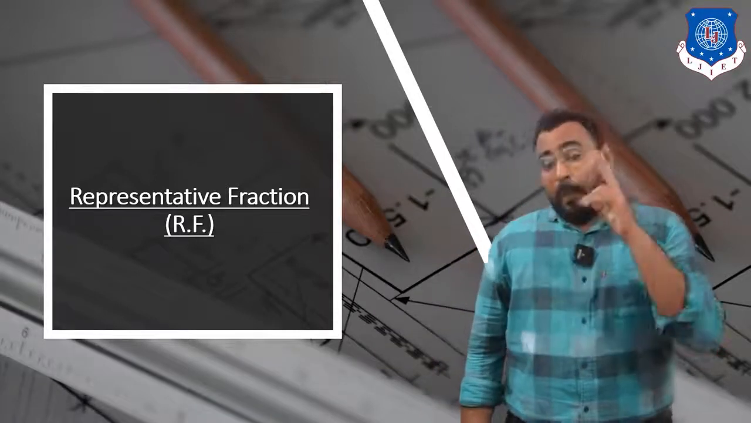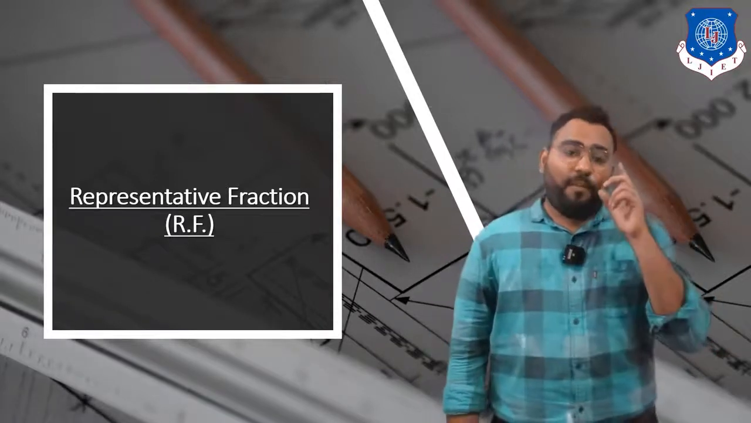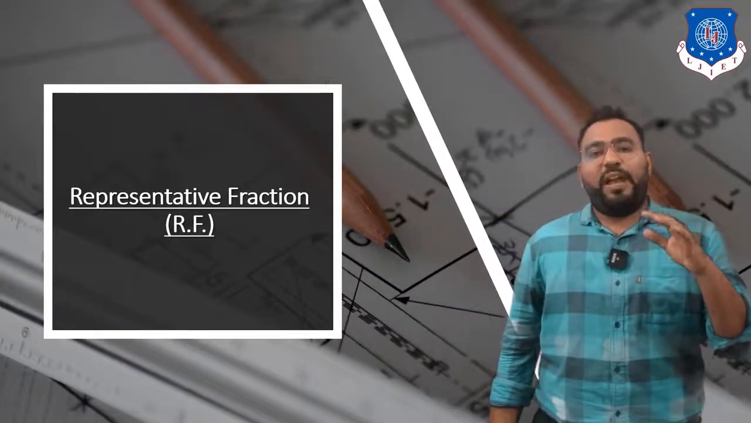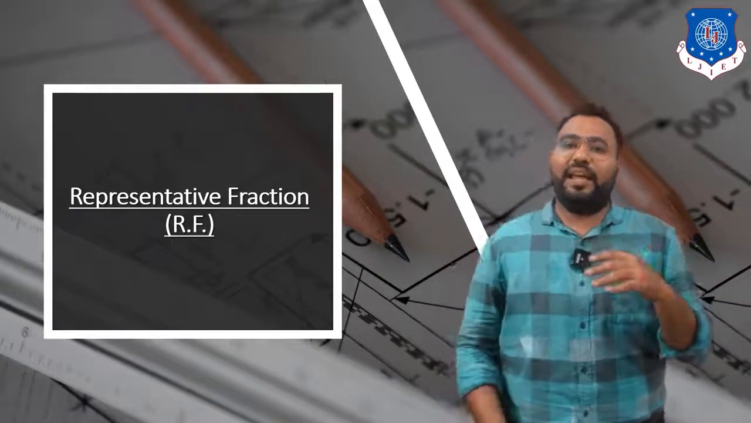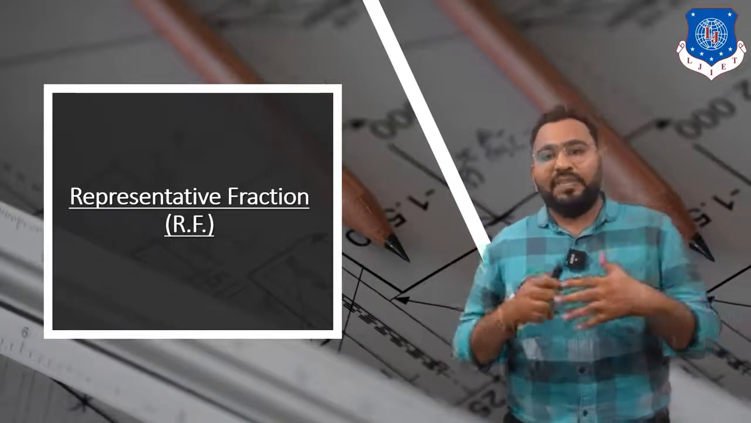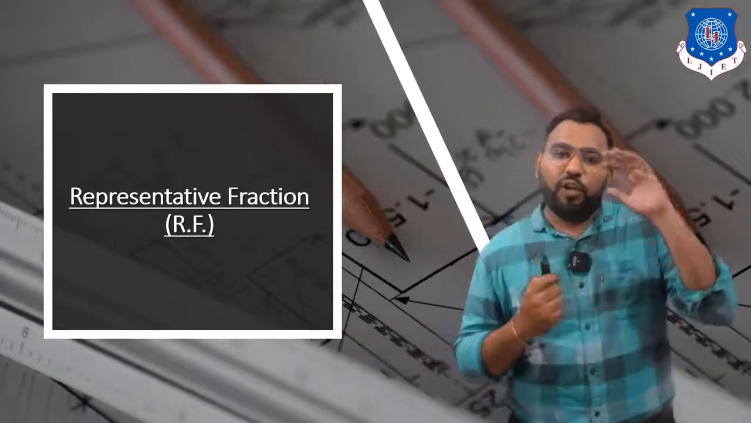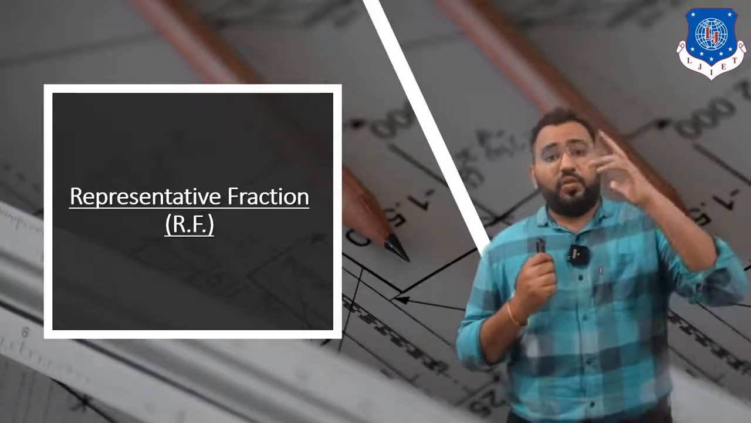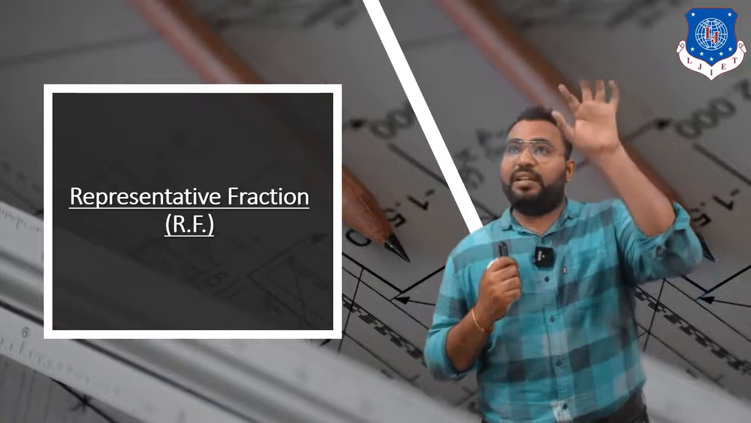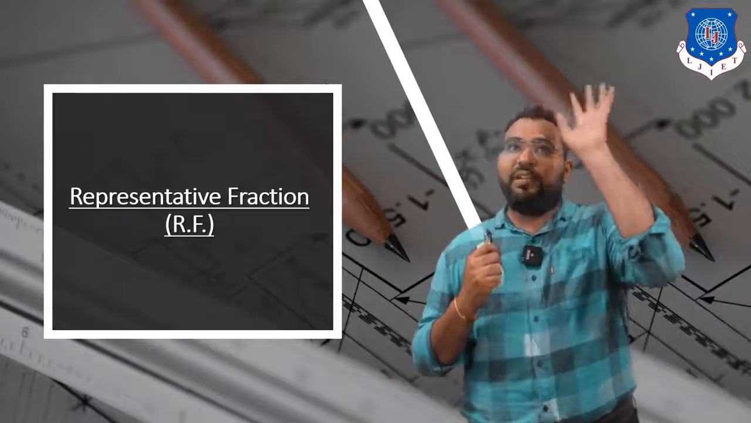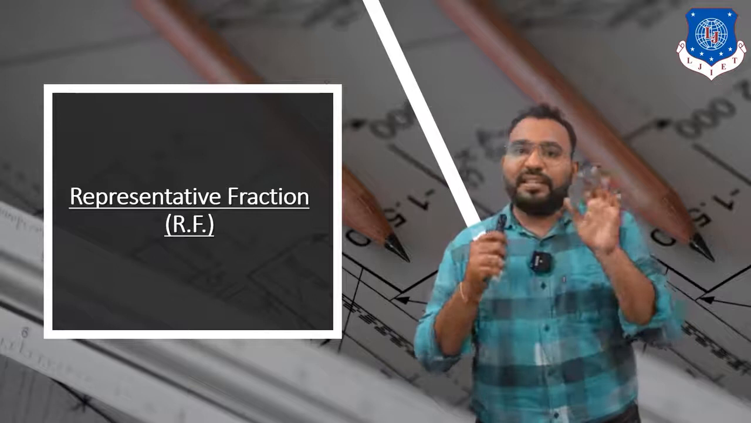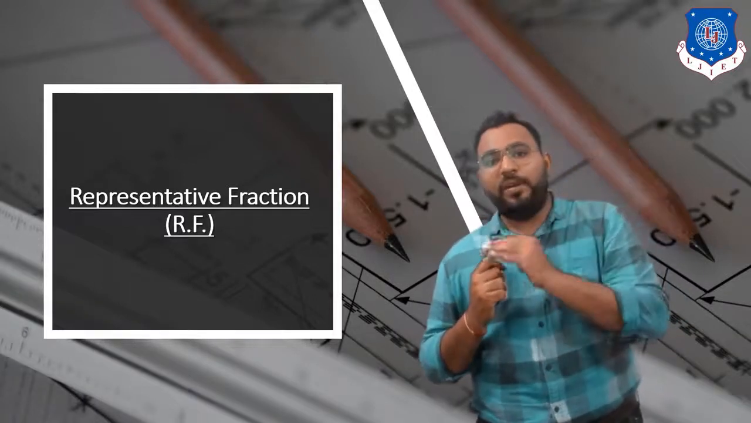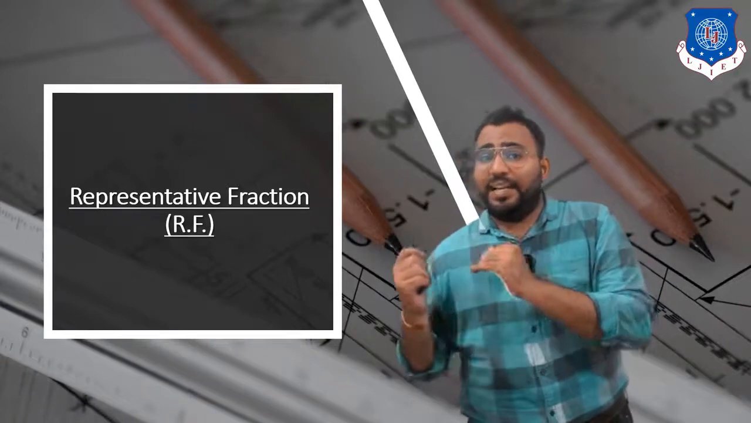Now the next important thing is that both are unitless quantities. They do not have any unit. Whenever you have different dimensions, let's say the actual dimension is 1000 centimeter, but I am going to represent it by, let's say, 1 meter. Then if I write the drawing dimension, it will be 1 meter and the actual dimension is 1000 centimeter. So here in the numerator the unit is meter and in the denominator the unit is centimeter.